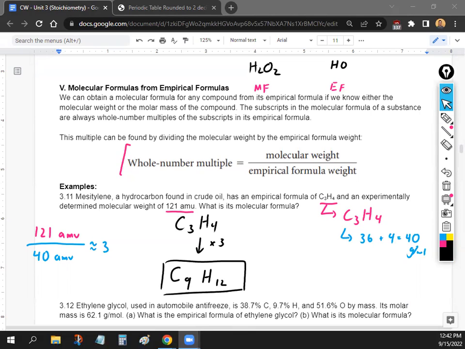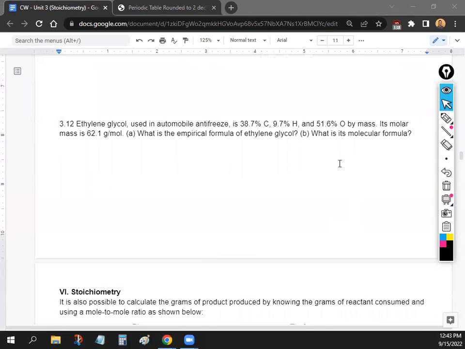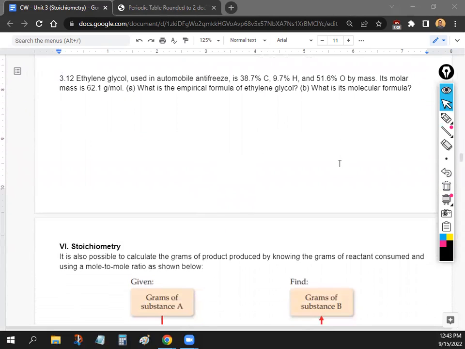Really not too bad. Do you guys feel comfortable finding empirical formula using those percentages from last time? Okay. All right, so the reason I asked that is because if you look at 3.12, I actually stole this from an AP test from a couple of years ago. So you will have empirical formula questions on the AP test. So I'll give you guys about maybe 3 or 4 minutes. You can work with the person next to you. I want you to find the empirical formula for this compound right here using the percentages. And then see if you can find the molecular formula using the molar mass.